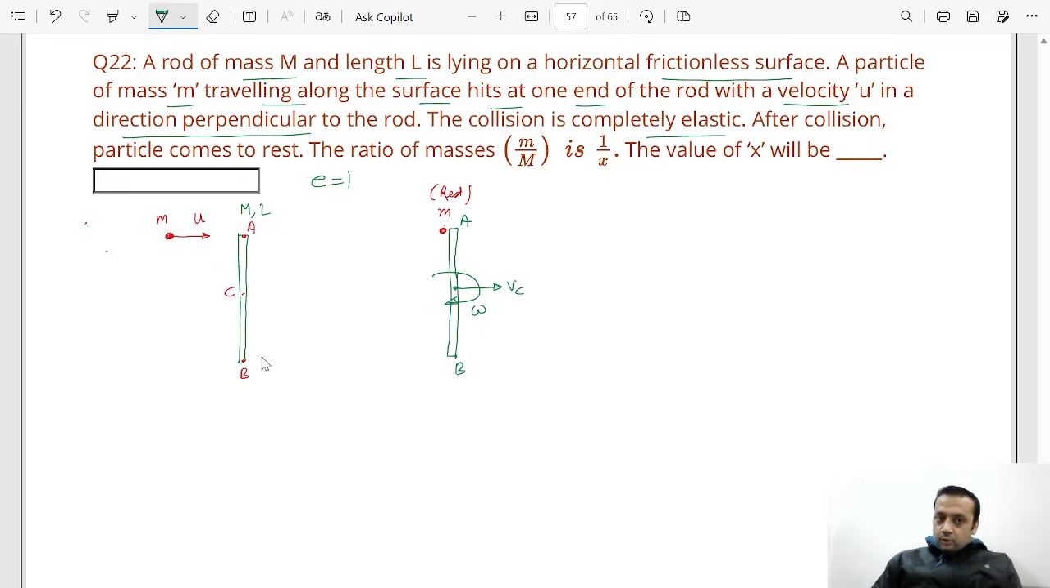Then there is no external torque on the system, which is why you can also conserve the angular momentum about any point, because there is no external torque about any point. And third will be the coefficient of restitution equation, which is the elastic collision equation. All right. So first let's write the momentum equation.